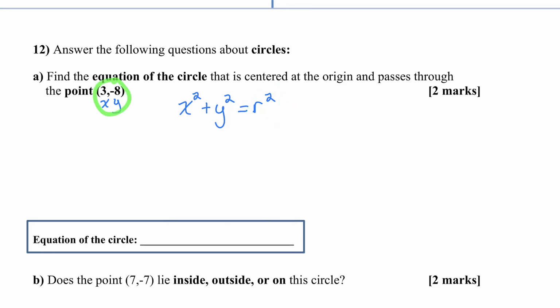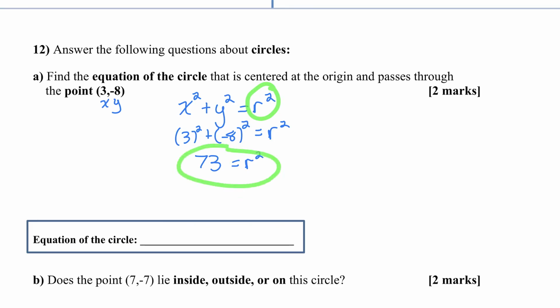To write this equation, I need to solve for what is r squared, and I can do that by taking my x and y coordinates, subbing them in for x and y into the equation, and solving for r squared. That would give me 3 squared plus negative 8 squared equals the radius squared. If I do 9 plus 64, I get 73 is what the r value squared is. I don't actually need to square root this to get the radius, because to write the equation of a circle, I just need r squared. And I've got that. R squared is 73. So the equation of this circle is x squared plus y squared equals 73.